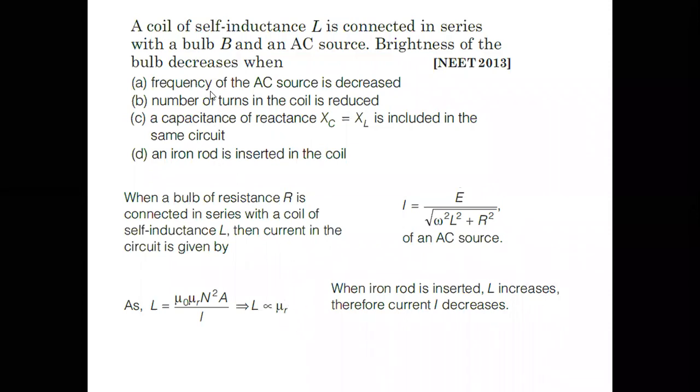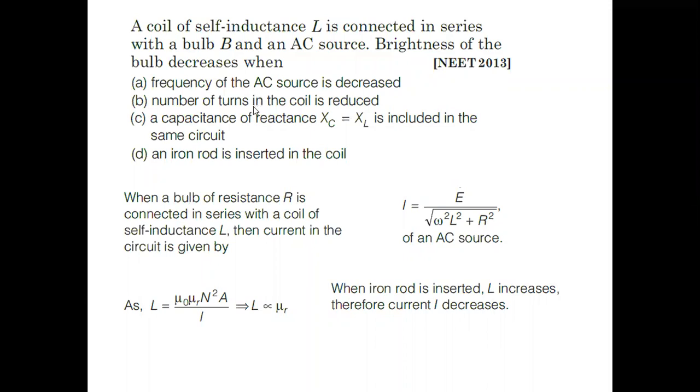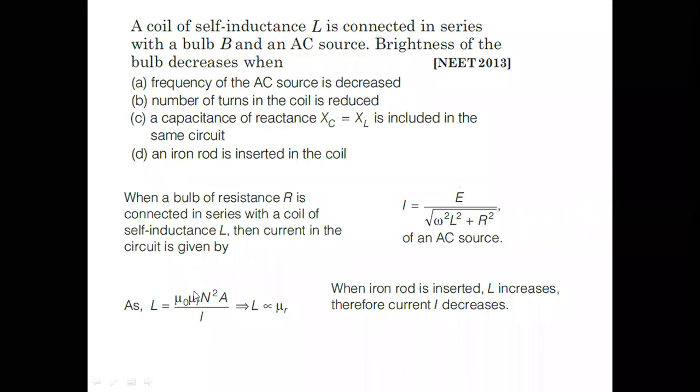So out of the four choices, the first one is ruled out. The second one, of course, is the number of turns, but we give up. And the third one is not at all accepted. The fourth option: an iron rod is inserted in the coil. So mu R supports the iron rod. The permeability of iron is very high. When the iron rod is inserted, L increases.